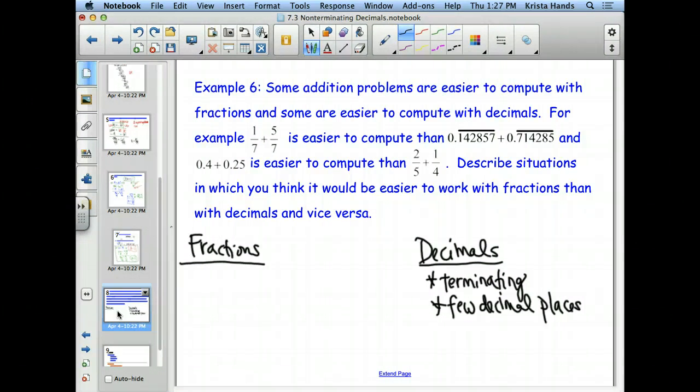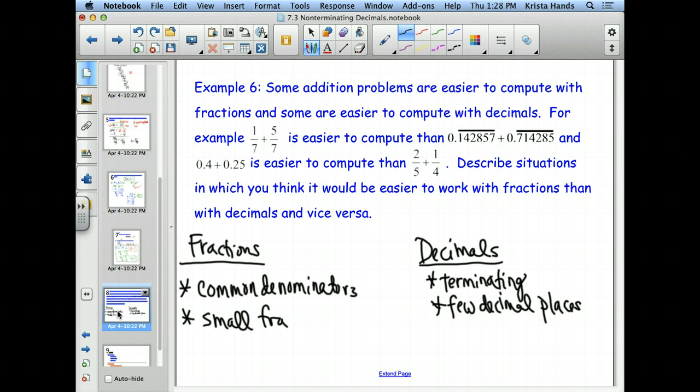When is it easier to work with fractions, or easier potentially? Common denominators, you bet. Common denominators? When they're small. When they're small, you bet. So if I've got small fractions, and by small fractions, I mean that the integers on top and bottom are small numbers, right? So I've got numbers like 1/4. That's actually pretty nice to work with. You guys think of any other ideas?